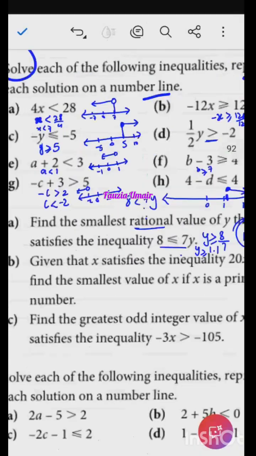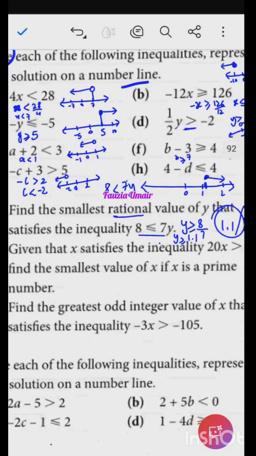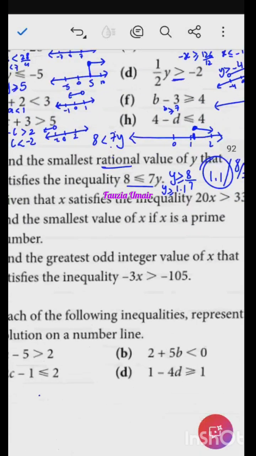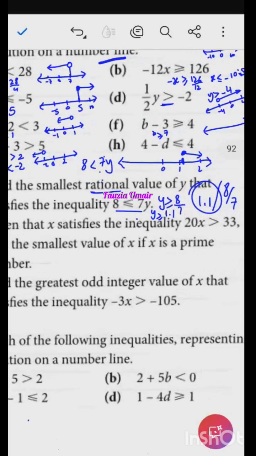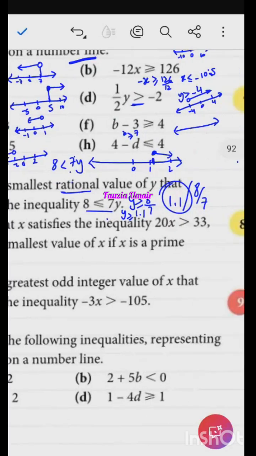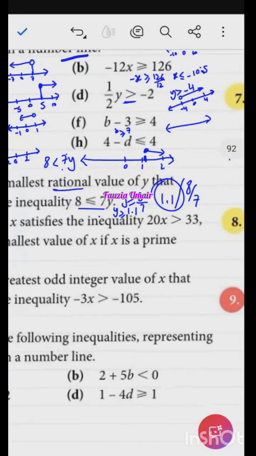Okay, miss. So now the next question. Now look, given that x satisfies the inequality 20x bigger than 33, find the smallest value of x if x is a prime number. Now tell me, this is the inequality which x satisfies. Satisfies means that x is fulfilling this inequality. Okay? So what will be the smallest value of x that fulfills the inequality?